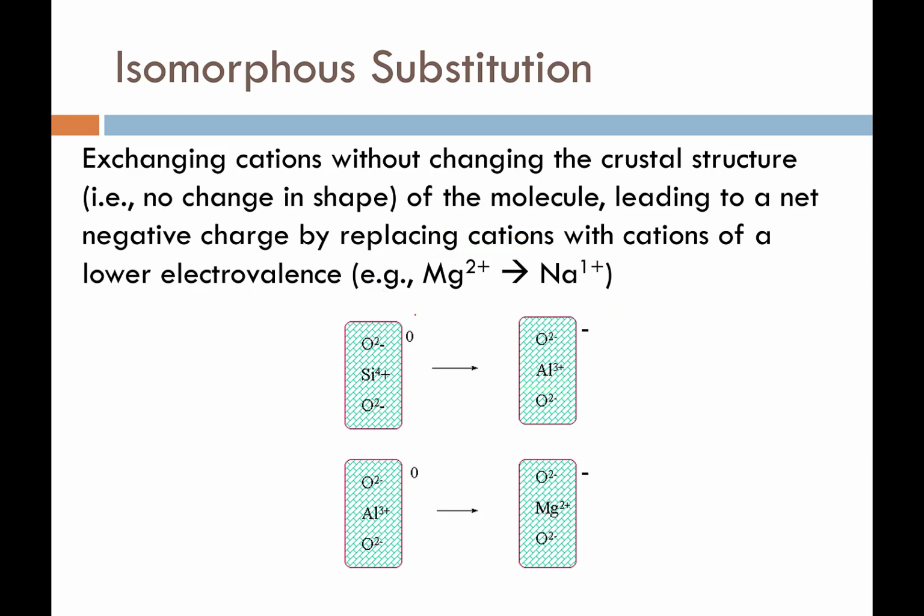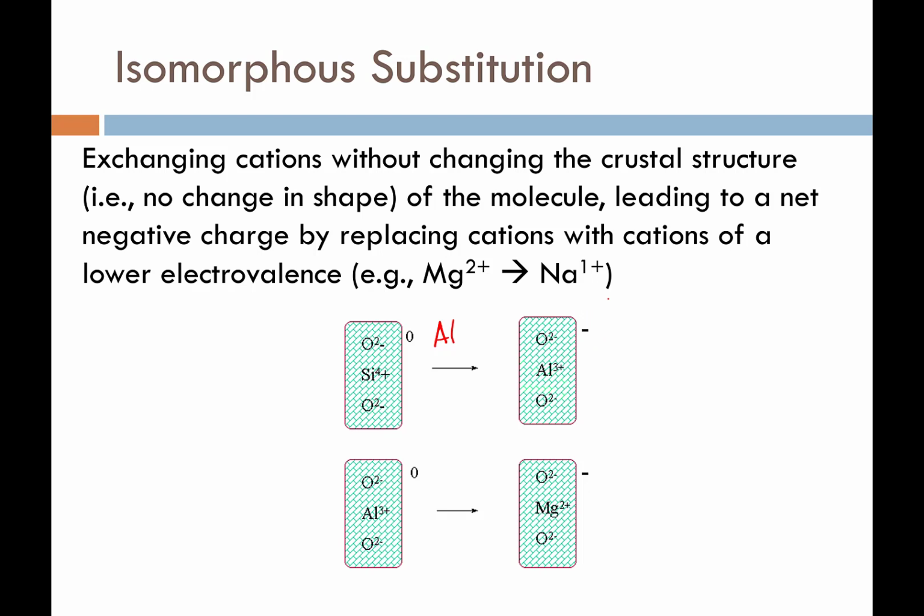So some examples. Say I start with silica, and there I go. You can see I have net zero charge, but we start introducing aluminum to the mix. Guess what? We have isomorphous substitution. The aluminum swaps out the silicon, and now we have a net -1 charge on our entire molecule, which will cause a change in its behavior.